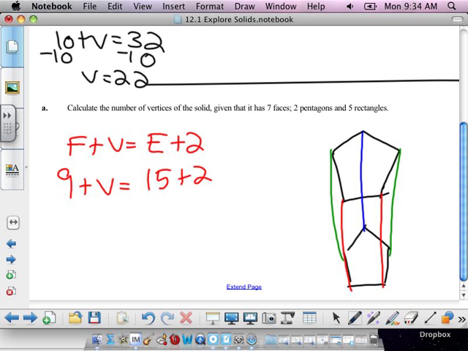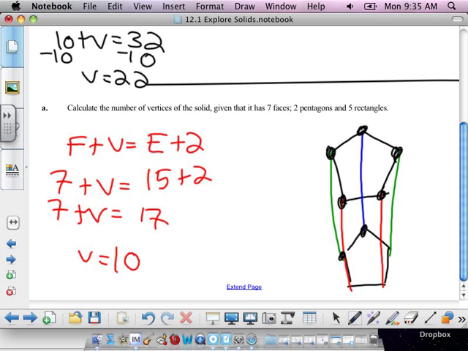So I've got 9 plus the vertices equals 17. So I subtract 9 from both sides. Why is it 9? Because it has 7 faces. Oh. So I try to count things together. 7 faces. So I'm going to subtract 7. So the number of vertices it has is 10. Let's see if that's true by counting. I've got 1, 2, 3, 4, 5, 6, 7, 8, 9, 10.